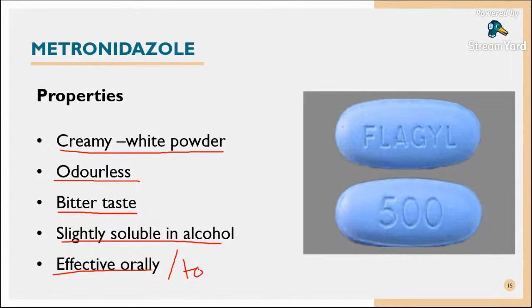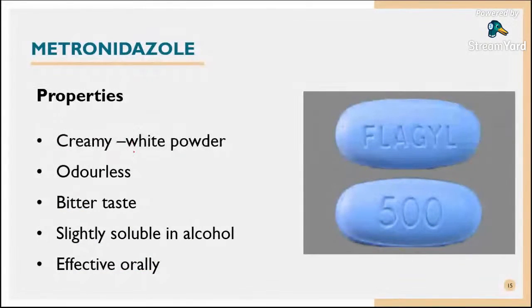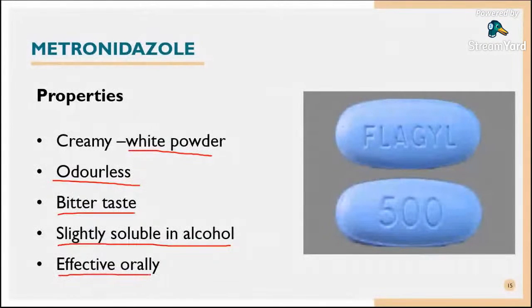Topically means locally it can also be used, but most probably it is taken orally in case of diarrhea, or if there are some other infections, then it can be used topically. So it is available as a white powder. It is odorless. It has a bitter taste. It is slightly soluble in alcohol, and is effective orally as well as topically.